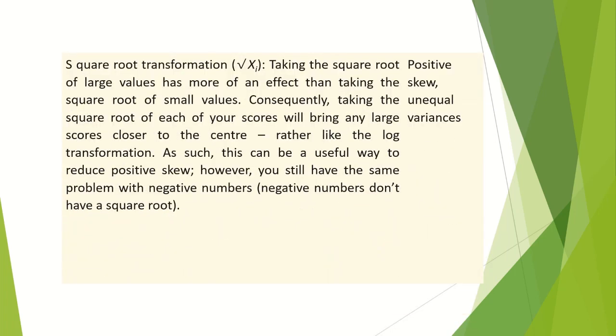The second type of data transformation is square root transformation, or square root of x sub i. Taking the square root of large values has more of an effect than taking the square root of small values. Consequently, taking the square root of each of your scores will bring any large scores closer to the center, rather like the log transformation. As such, this can be a useful way to reduce positive skew.